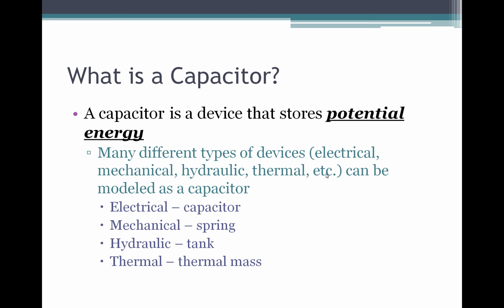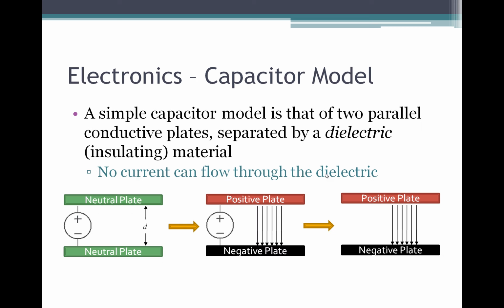that stores potential energy. And there are many types of devices from electrical, mechanical, hydraulic, and thermal realms, as well as many others that can be modeled as a capacitive element. So a capacitor is any type of element in any dynamic system that stores potential energy. In this class, we're going to be primarily concerned about electronic capacitors. So we're going to frame everything about capacitors in terms of electronics.